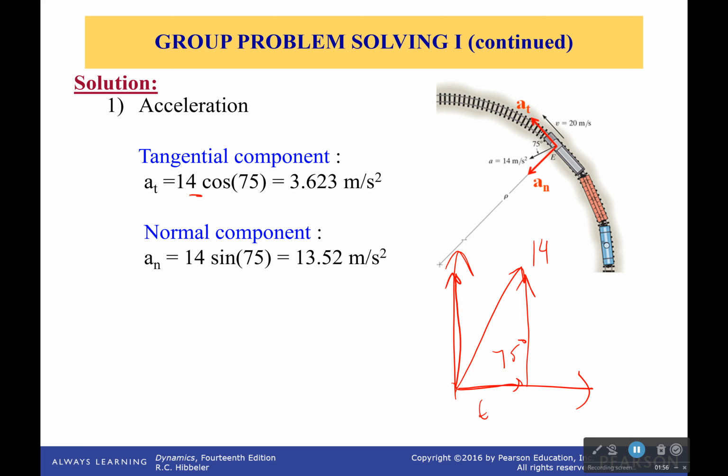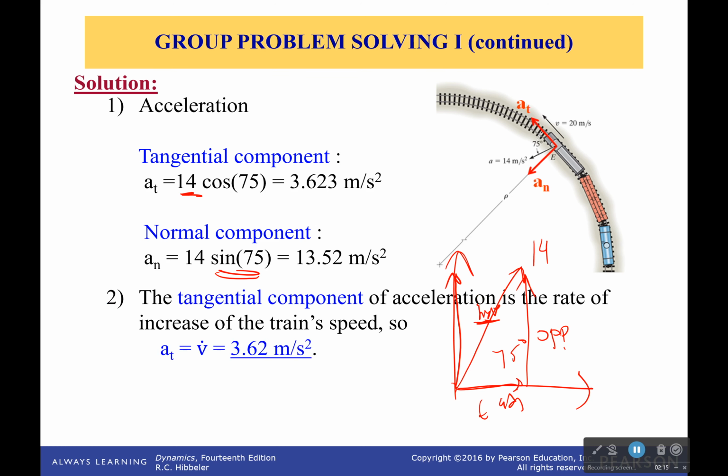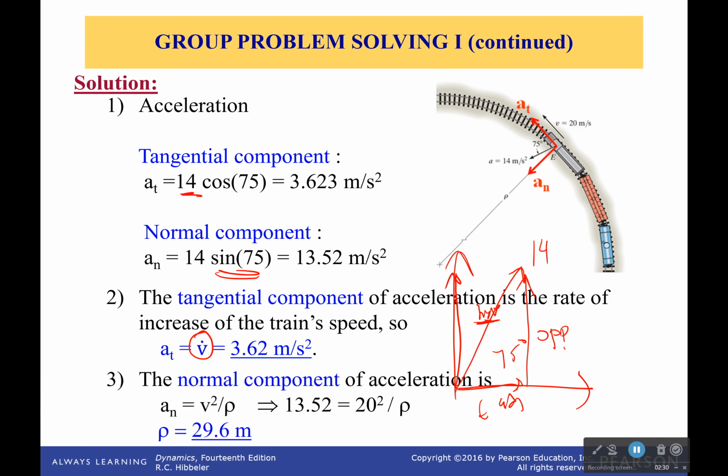And so we get the tangential is 14 cosine of 75 because it is adjacent over hypotenuse. And our normal component is 14 sine of 75 because it is opposite over hypotenuse. Okay, so we know what the tangential and normal components are, and we're going to work backwards to figure out what everything else is. Well, the tangential component is simply equal to v dot. It is the rate of increase of the train's speed.